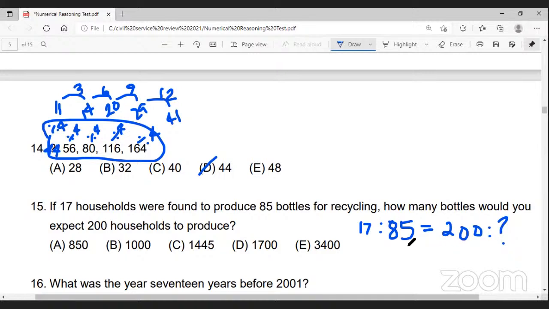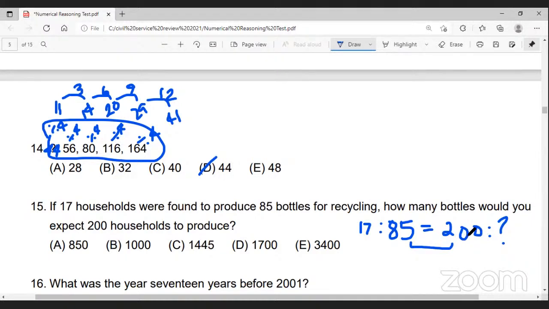You tried 85 divided by 17, which is 5. Then you multiply it by 200 households, 5 times 200 equals 1,000. Okay. You can also do the other way, 85 times 200.